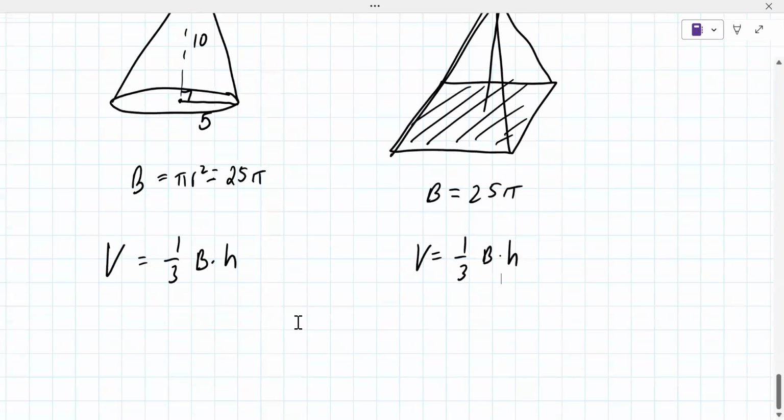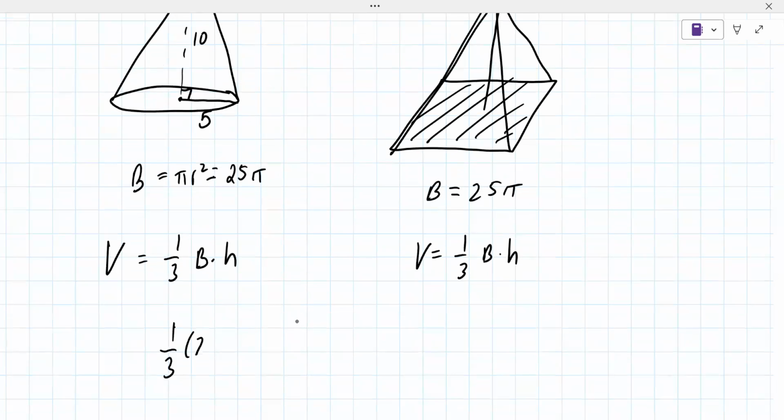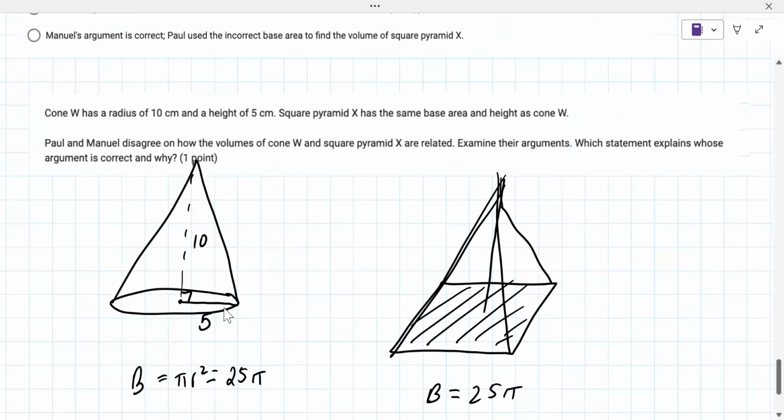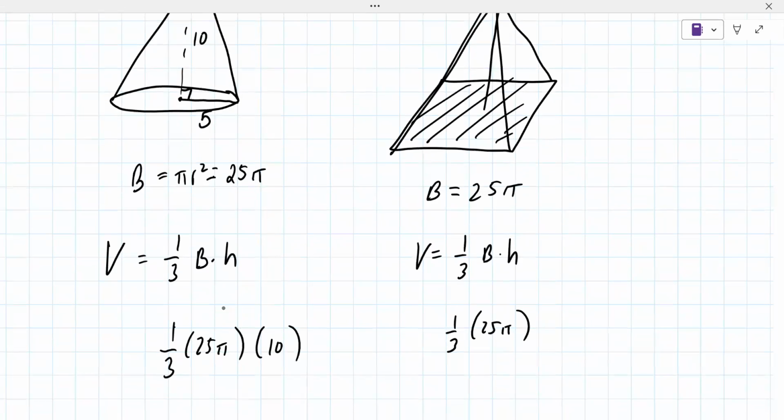So in both cases, the base is 25 pi. In both cases, the height is the same. The height is 10. So what do we know about the volumes? The volumes would be the same. Good.